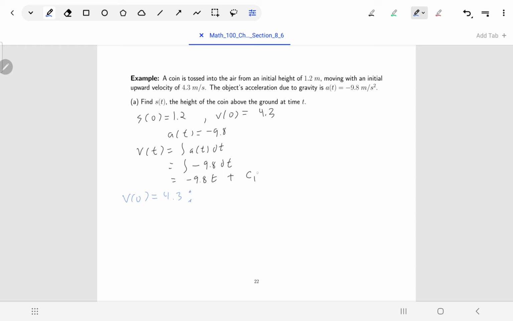If we put that into this function that we've now got, we can say 4.3 should be negative 9.8 times 0 plus c1. Or in other words, our constant c1 is just our initial velocity of 4.3. So now we know what velocity is. Velocity is negative 9.8t plus 4.3. And if we wanted our position function, now we just need to do the same sort of thing.